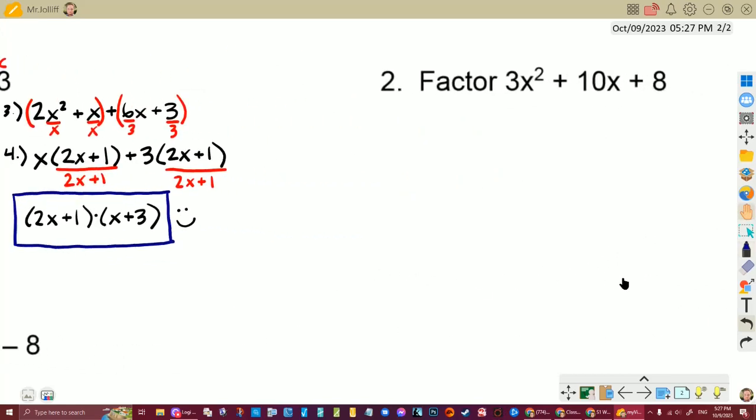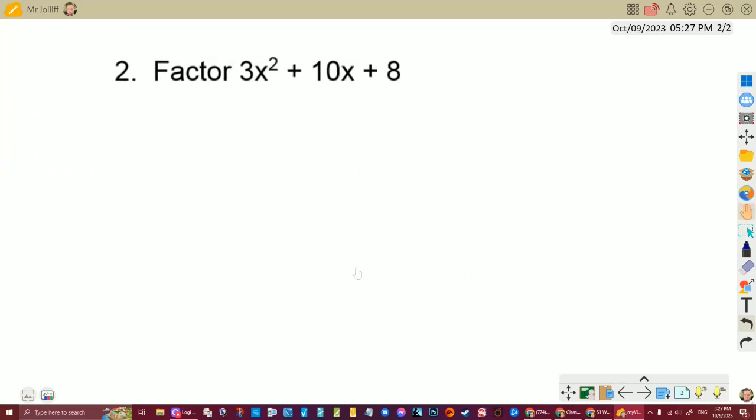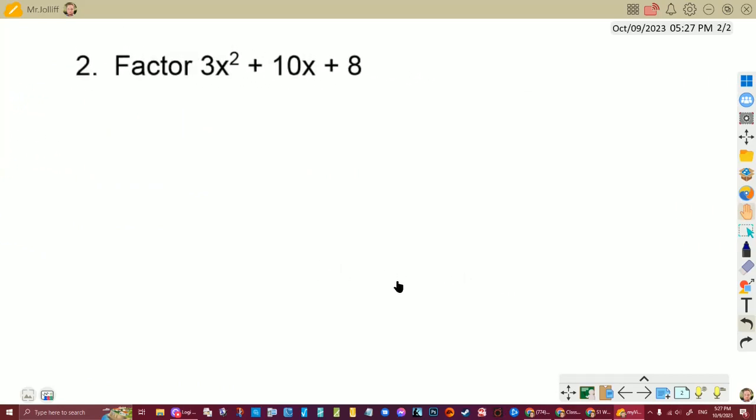Okay, second one, similar idea. So factor 3x squared plus 10x plus 8. We're going to go through our step list. So first step, we look for common factors. 3 is only divisible by 1 and 3. 10 and 8 are not divisible by 3. So no common factors. So we can skip step 1.